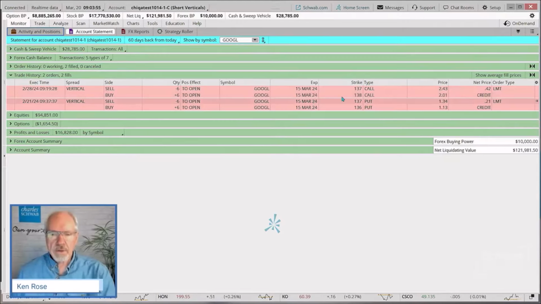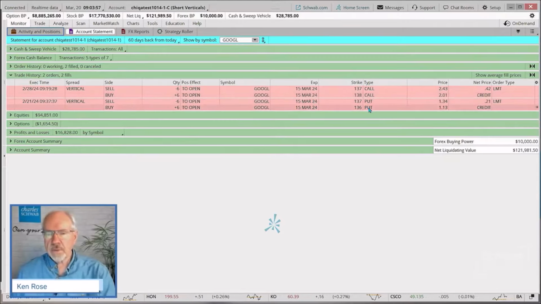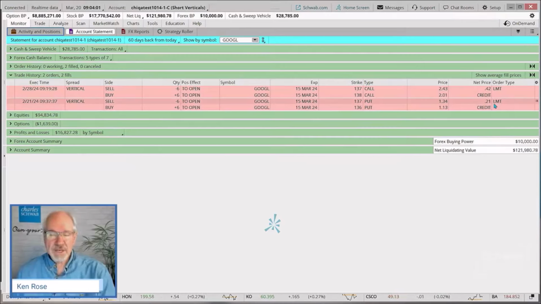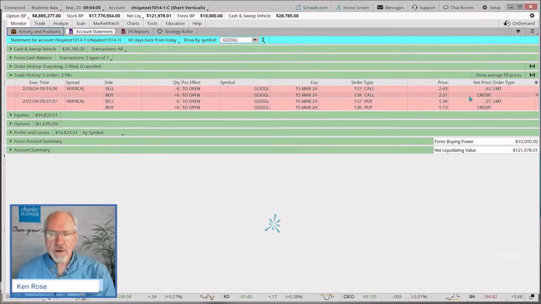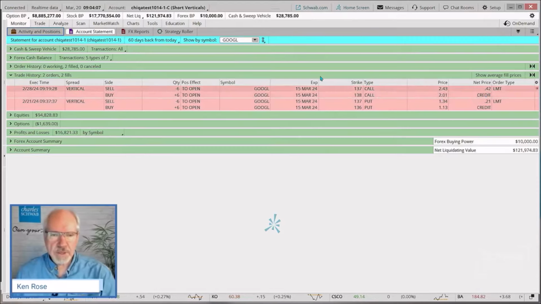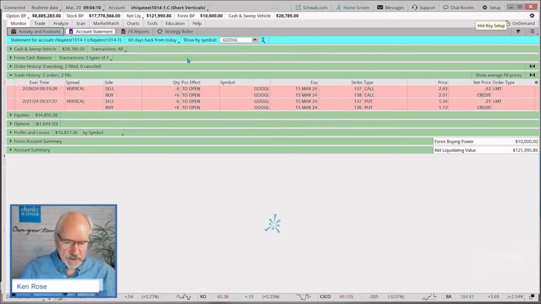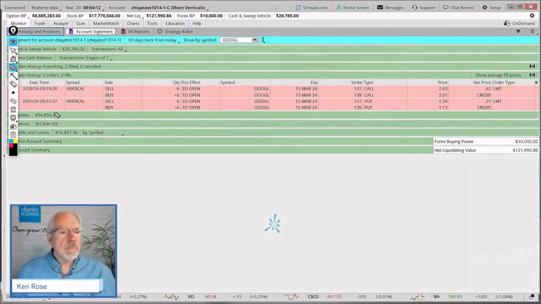Notice our original trade here on the 137, 136 put short vertical, we've got a 21 cent credit, which is okay based on the metrics we usually look at here. Then we added our short call vertical and we captured a credit here of 42. So basically just kind of review this a little bit as far as what happened here. I'm going to grab a little drawing tool here and do my best with regards to doing a little bit of freehand drawing here.